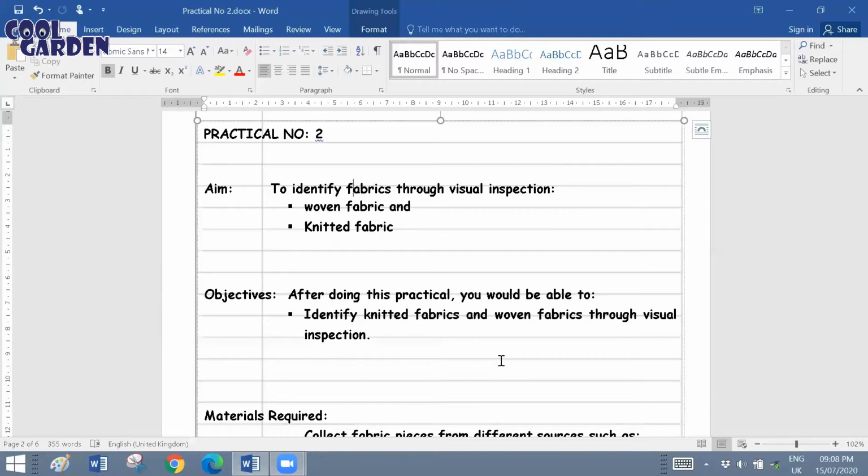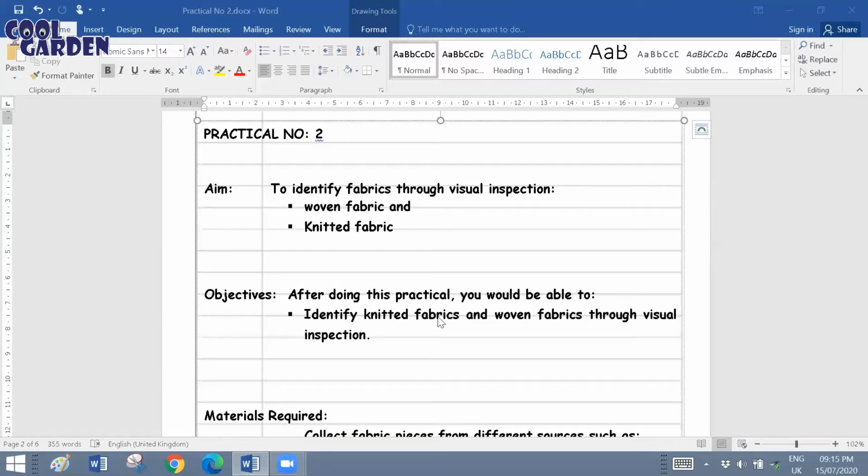Now, the aim for this practical is to identify fabrics through visual inspection. And here we are going to understand two types of fabric. One is woven fabric and the other one is knitted fabric. In chapters 9, 10 and 11, you will be understanding fiber, how fiber is converted to fabric, and you'll also be learning the different types of fabrics. This practical 2 is all about understanding fabric in two categories, woven and knitted. So that is the aim.